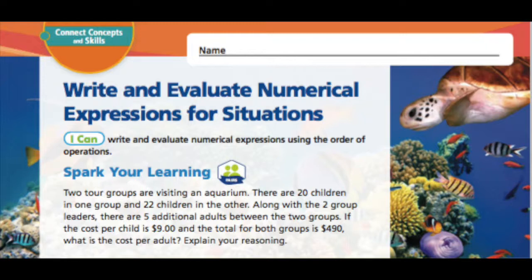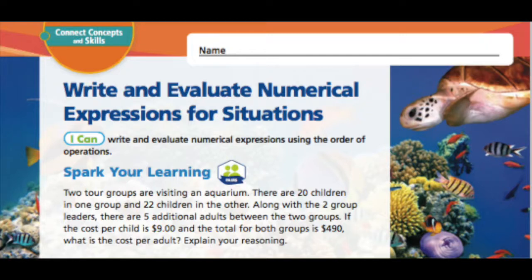So let's dive into our first problem of the day. Follow along as I read aloud. Two tour groups are visiting an aquarium. There are 20 children in one group and 22 children in the other. Along with the two group leaders, there are 5 additional adults between the two groups. If the cost per child is $9 and the total for both groups is $490, what is the cost per adult? Explain your reasoning.